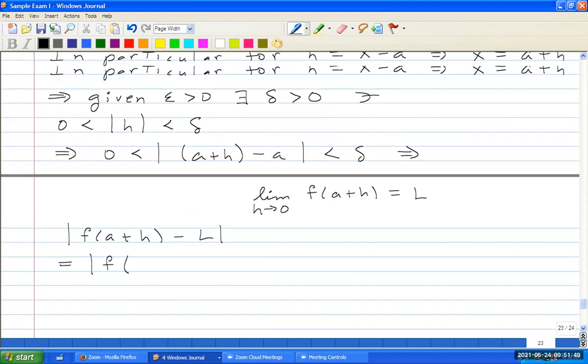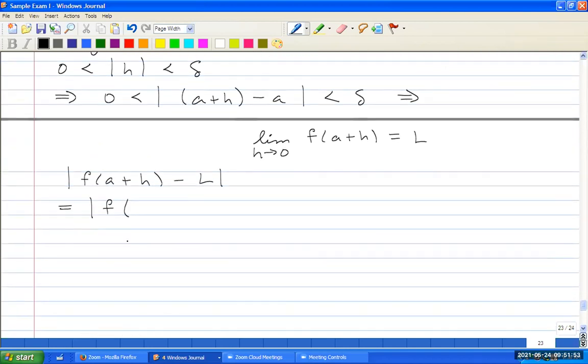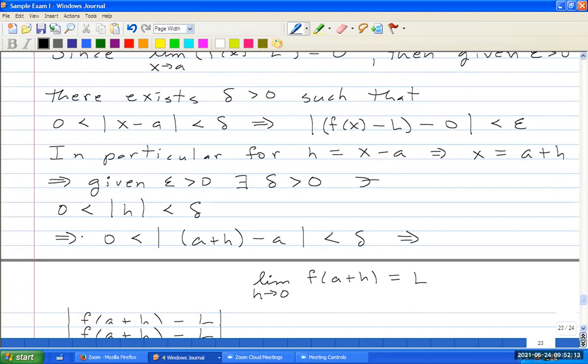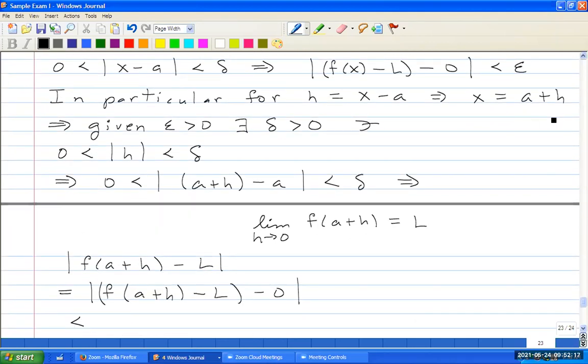Okay, so this is equal to f of a plus h minus L minus 0. And so I have here that if I have any x, in particular a plus h, I mean, it could be 43, it could be 12, it could be a billion, it can be a plus h. And so if I have that the absolute value of x minus a is between 0 and delta, then the absolute value of f of x minus L minus 0 is less than epsilon.